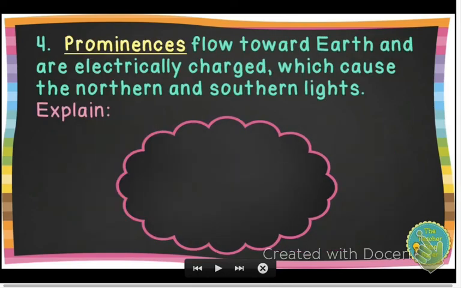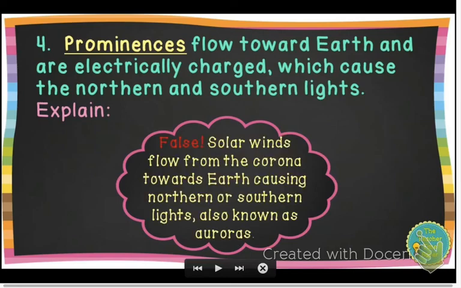How about the other question? Prominences flow toward Earth and are electrically charged, which cause the northern and southern lights. So do you think that's true or false? And if you think it's false, then what word should go there instead of prominences? It's false. It's the solar winds that flow from the corona towards Earth, causing northern or southern lights, also known as auroras.